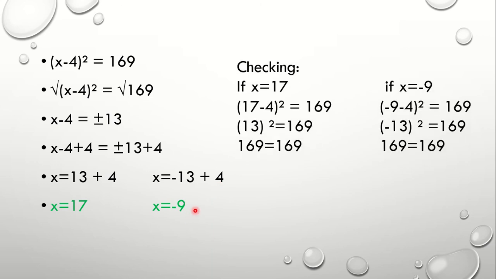Now let us try to check if these two satisfy the equation. If you have x equals 17, just substitute the value of x here. 17 minus 4, quantity squared equals 169. 17 minus 4 is 13. 13 squared equals 169. 169 equals 169. If x is equal to negative 9, negative 9 minus 4 is negative 13. Quantity squared equals 169. 169 equals 169. So therefore, these roots satisfy the given quadratic equation.